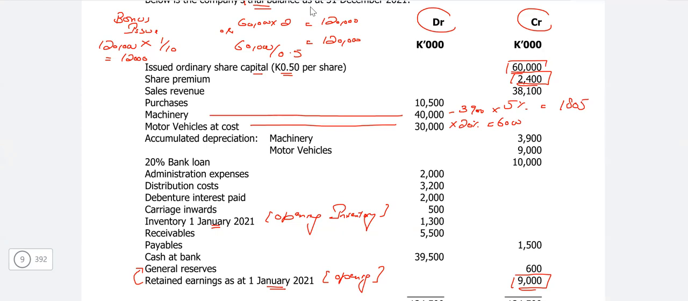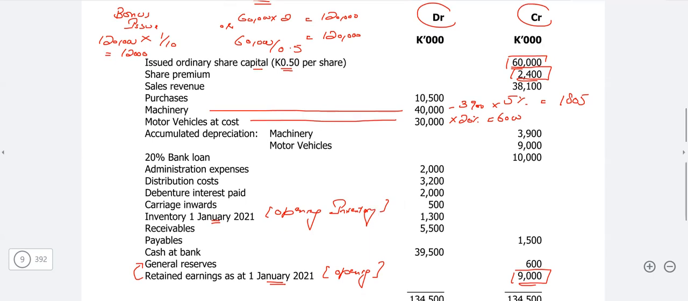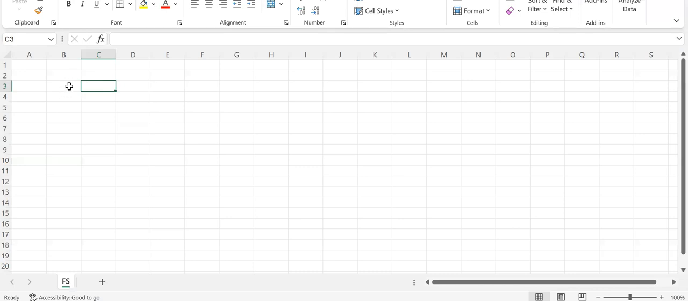So we have successfully discussed all the workings. Now we can go to the Excel sheet just to make sure we don't have to use the calculator, but obviously you know how to do that in the exam. Let's make the statement of profit or loss first, which is the first requirement. I'm not going to write the complete thing over here, just small wording so you can understand. We are doing the adjustment in the K000.